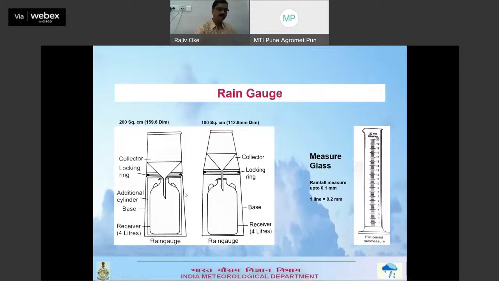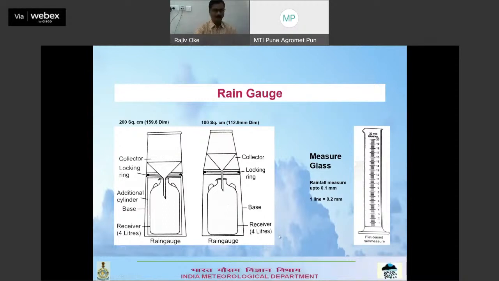some masonry work of 60 centimeter by 60 centimeter by 60 centimeter. The pit is made, with height, width and depth. And inside it, beneath the ground, a receiver of approximately 4 meters is kept, and a little bit above the ground, the collector is put, and in this collector one funnel is attached. So whatever rainfall comes, it gets accumulated through this funnel in this receiver.